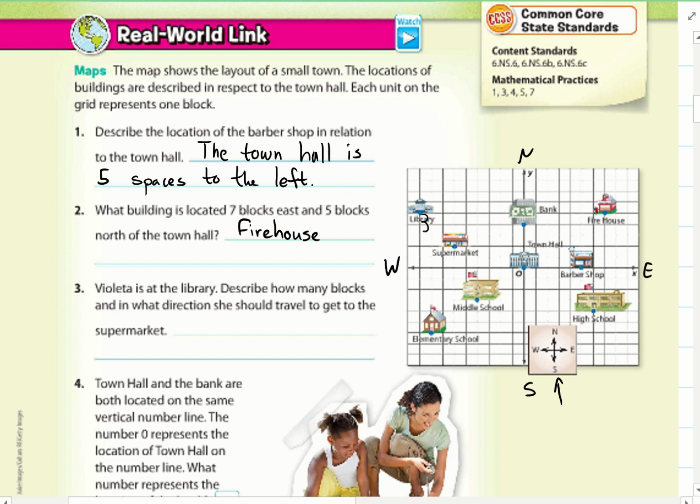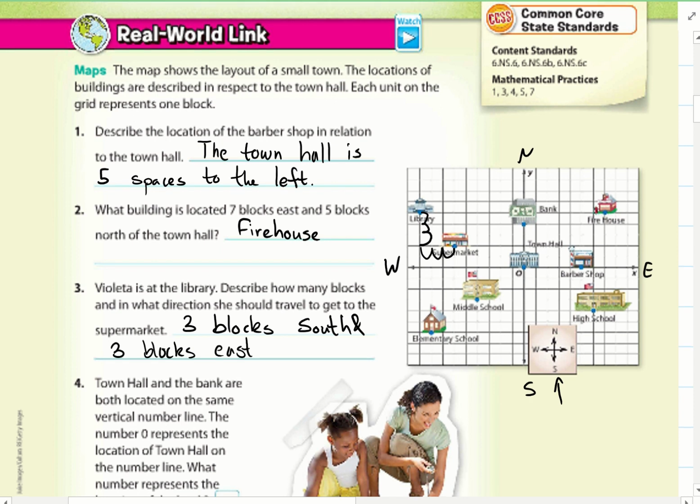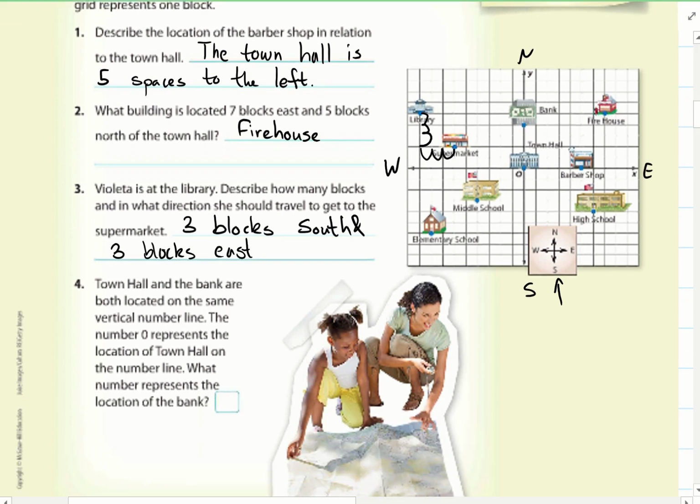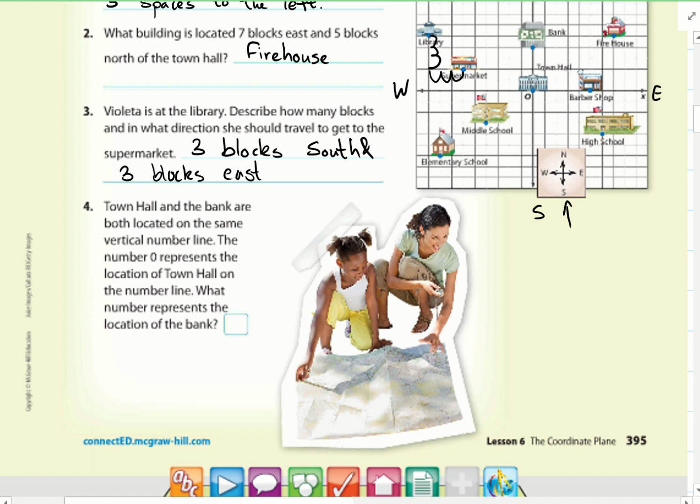So 1, 2. It's hard to read this. We got 1, 2, 3. And then 1, 2, 3. So 3 blocks south and 3 blocks east. Or you can go 3 blocks east and then 3 blocks south. You're going to get to the same point.